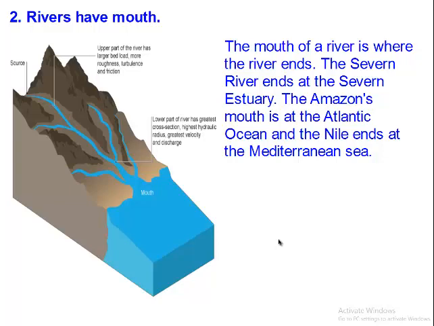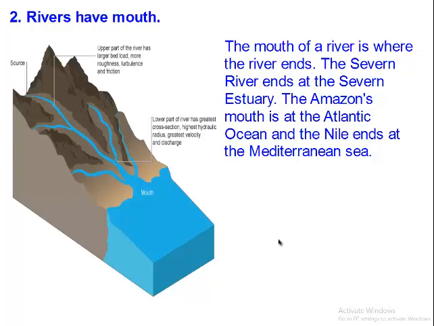Secondly, rivers have mouths. When we talk about the mouth of a river, it is where the river ends. Remember, everything that has a beginning has an end. So it has a source, and rivers also have mouths.